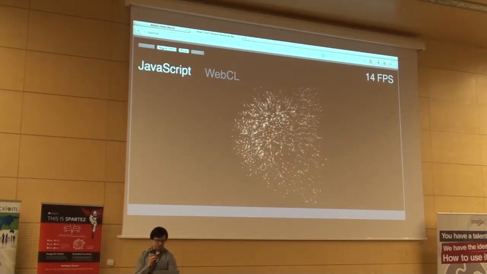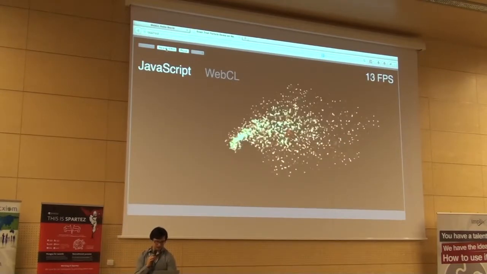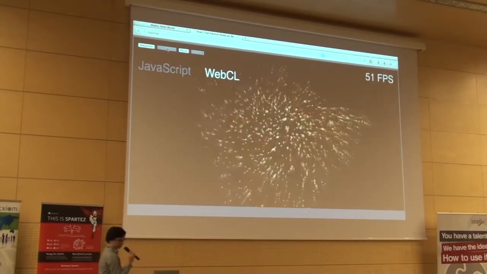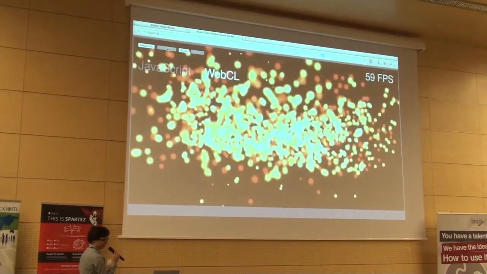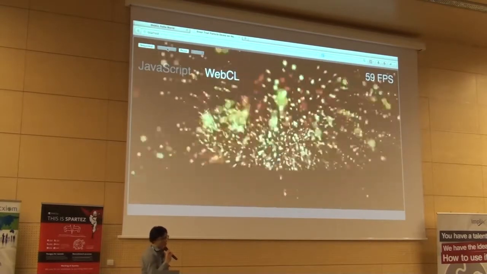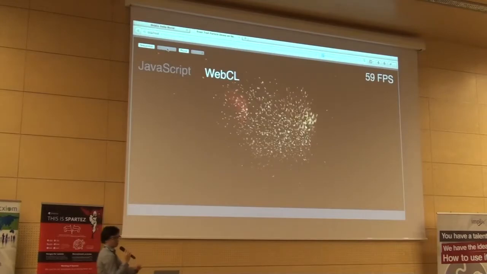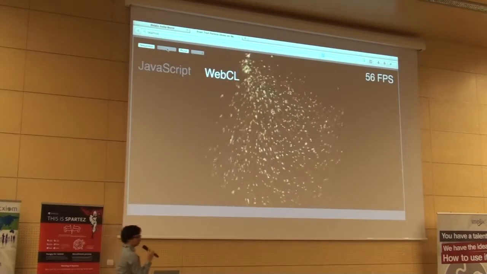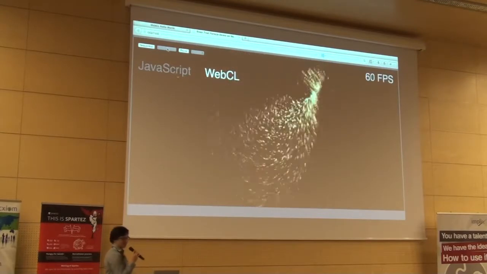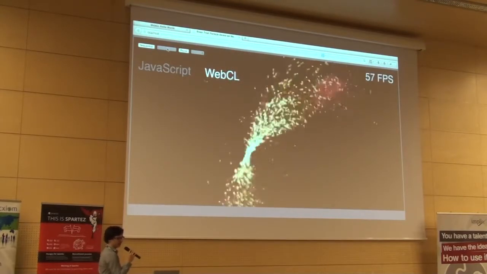Now if I introduce the parallel calculations in WebCL, it's like this. So we have 60 frames per second, aside from an occasional slow stop, which is probably because of the machine. And remember, this is running on CPU. If it would be on GPU, it should be hopefully even, well, not faster in this case, but you can have even more complicated stuff.